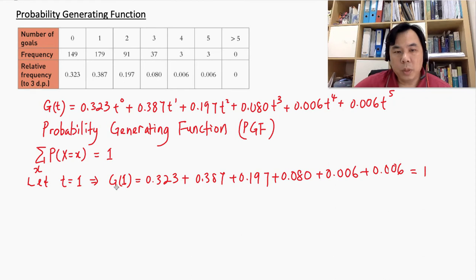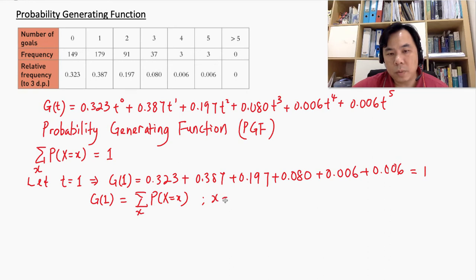All right. So therefore, we can conclude that one of the usages of this probability generating function is that we can use it to obtain the sum of any probability distribution function. So therefore, G1 is exactly the same as the sum of any probability distribution for all values of x that are involved in the context itself. Right? So in this case, our x actually ranges from 0, 1, 2, 3, 4, and 5 here.